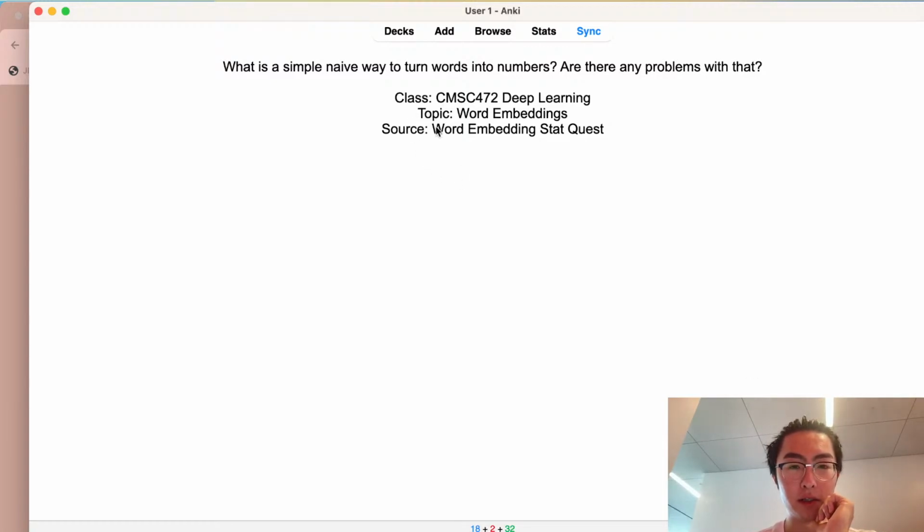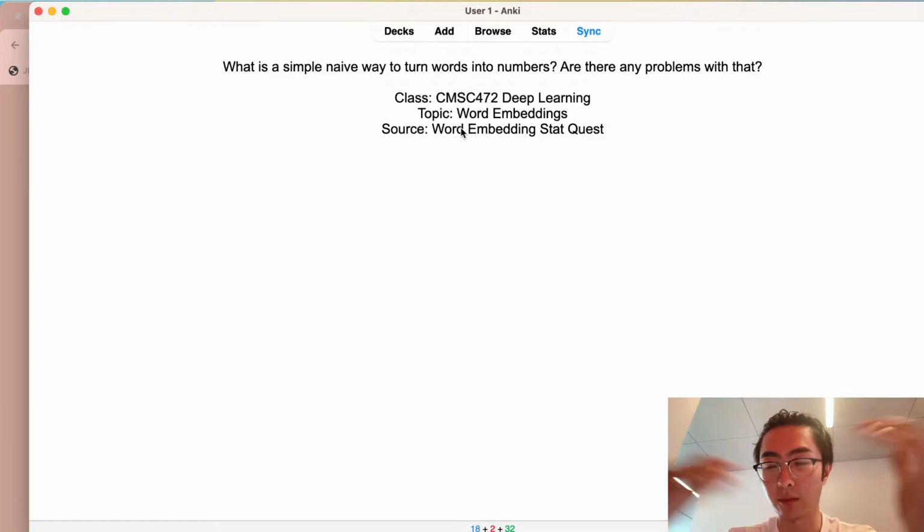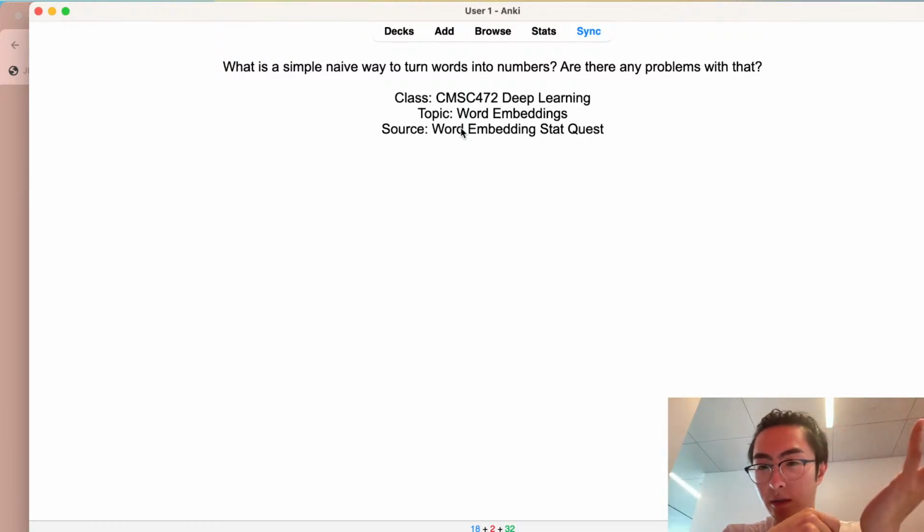This is a simple, naive way to turn words into numbers, just randomly assigning a word to a number. Any problems with that? There could be, where you have a word like large and a word like big, and they got randomly assigned drastically different numbers. One is positive 1,000, the other is negative 1 million. Then with a neural network, it might be difficult to associate these two words that are very similar together.